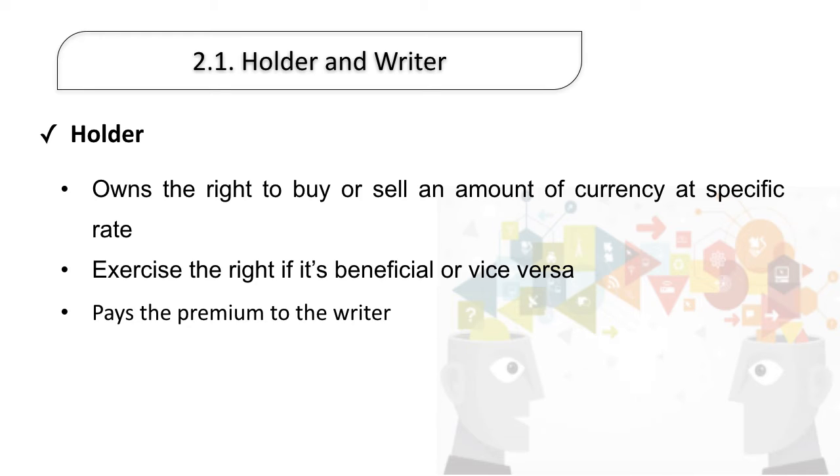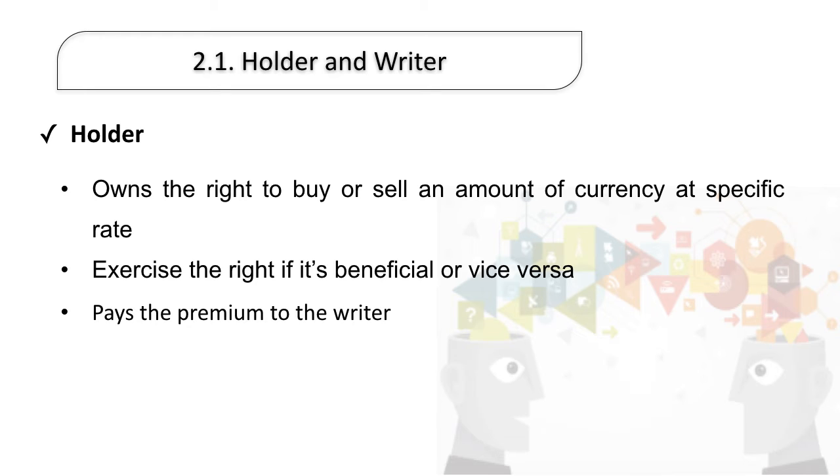In case he owns the right to buy, namely call, he has the right to buy an amount of currency at a specific exchange rate. In case he owns the right to sell, namely put, he has the right to sell an amount of currency at a specific exchange rate. Because the holder also has the choice not to buy or sell, he is said to have the right, not the obligation, to execute the option contract.